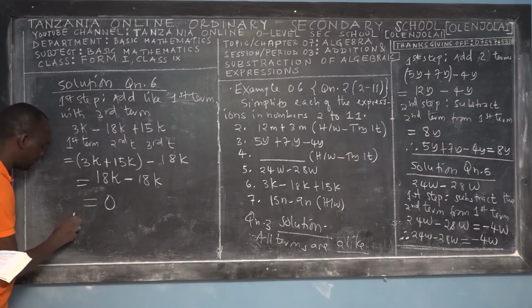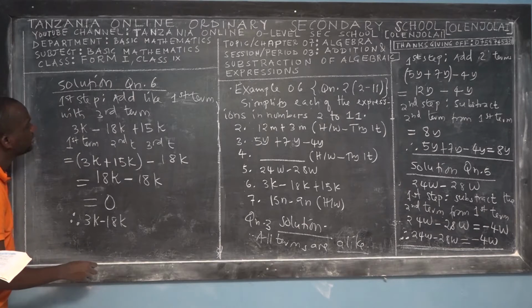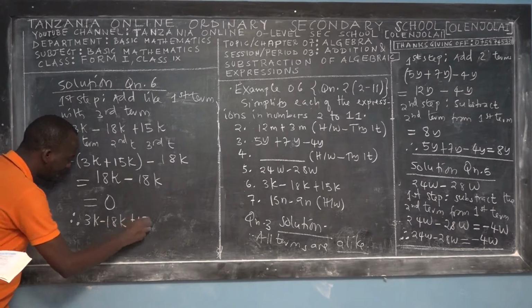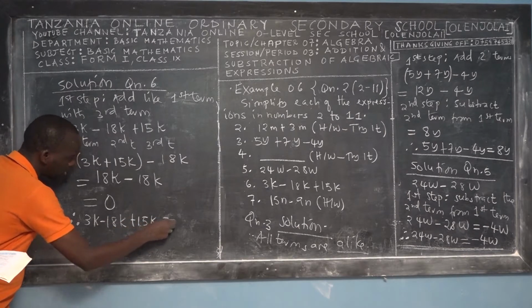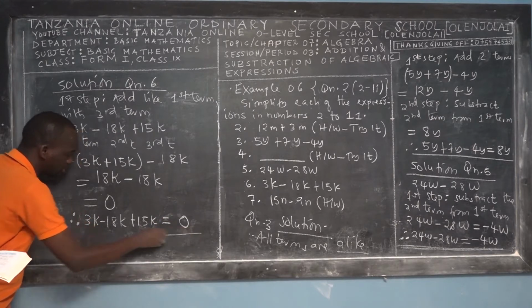So therefore we had 3k minus 18k, right? Plus 15k. You have to be confident when you are solving mathematical questions.